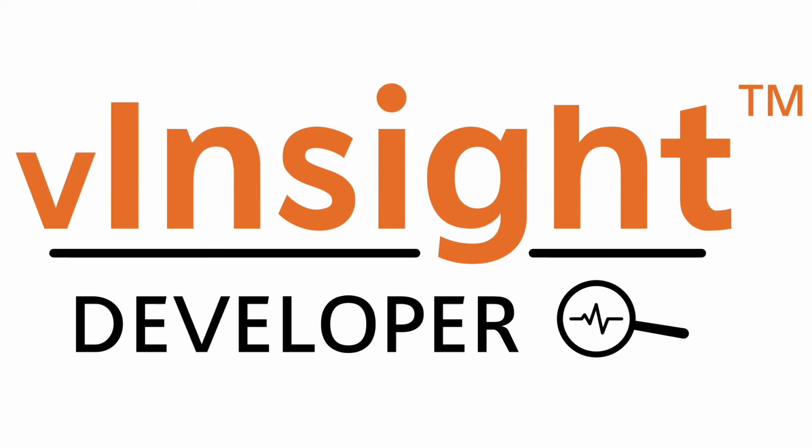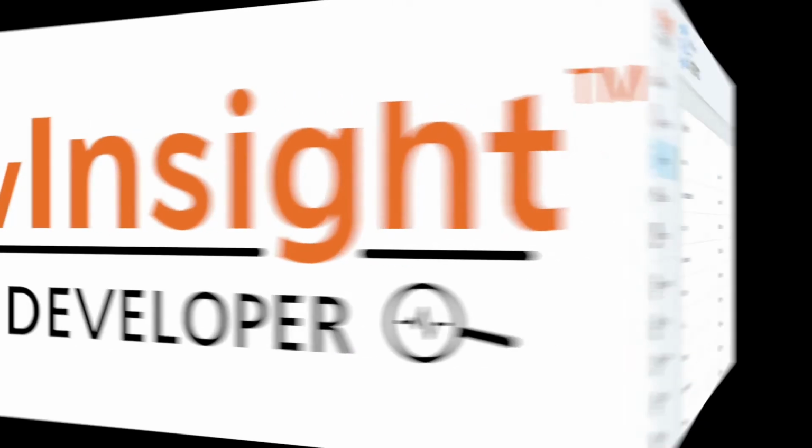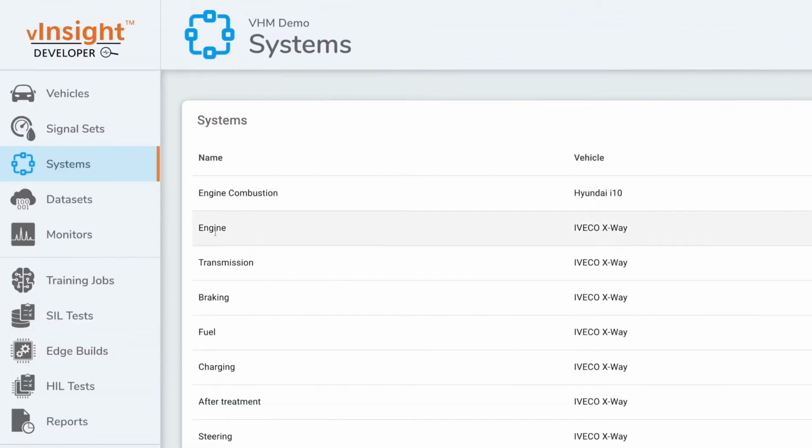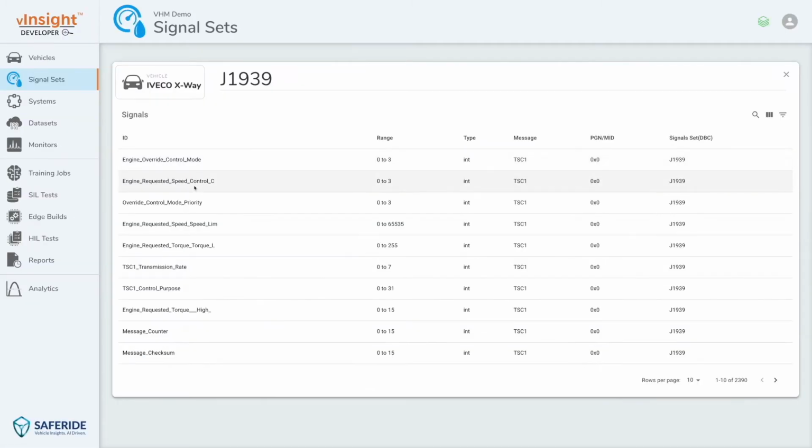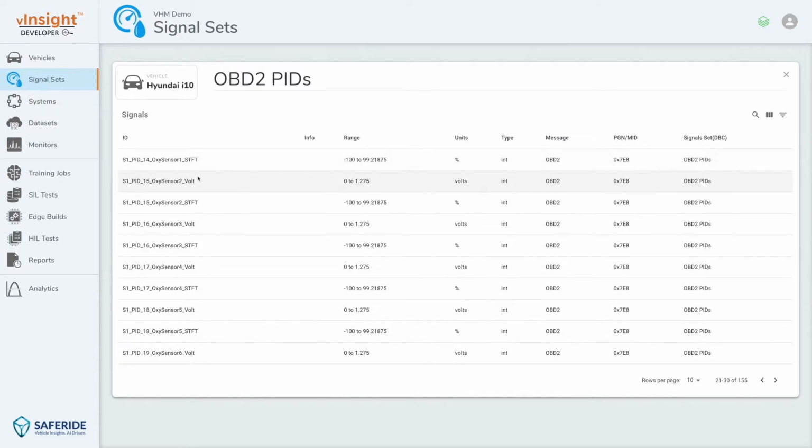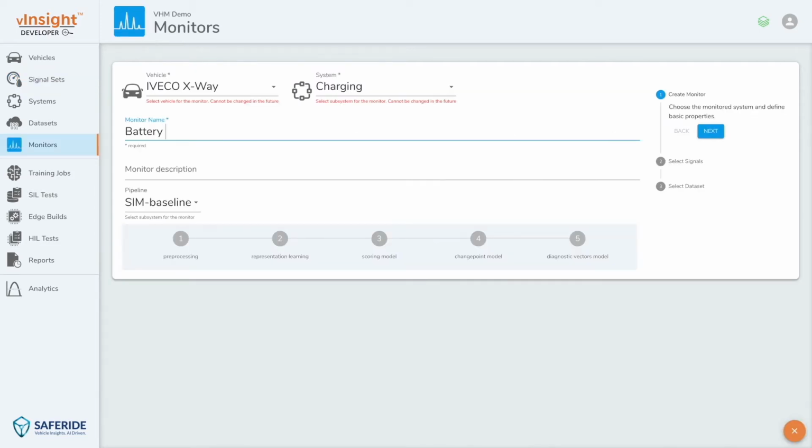vInsight Developer is a web-based tool for developing state-of-the-art deep learning algorithms for vehicle health management, or VHM, applications. It was designed for automotive engineers with little or no AI experience. Its clean user interface presents information about vehicles, systems, and signals, and feeds that information into the VHM monitor builder.